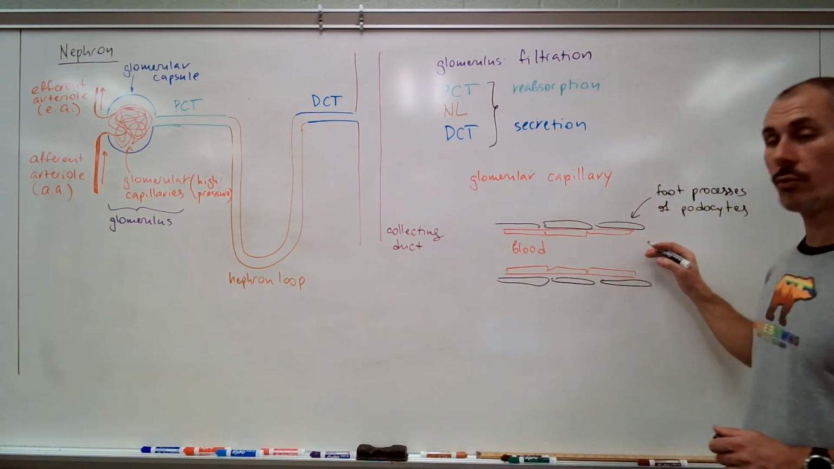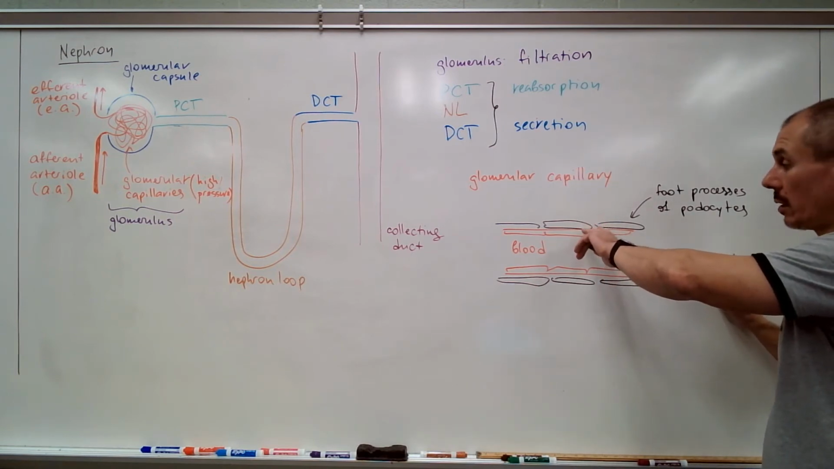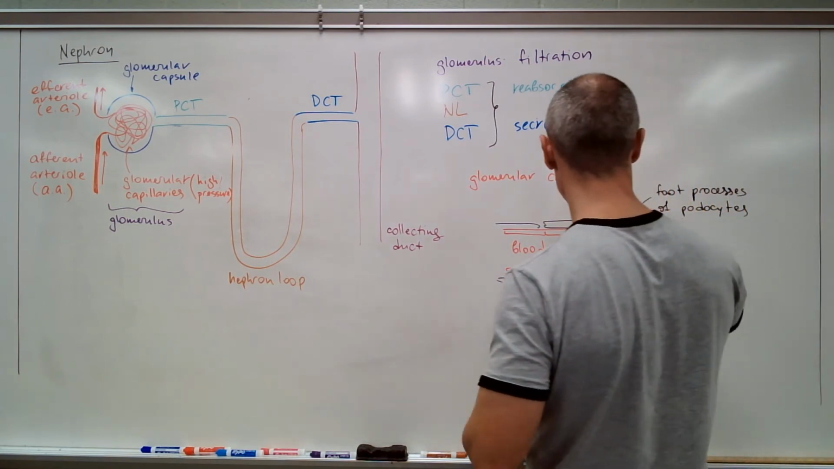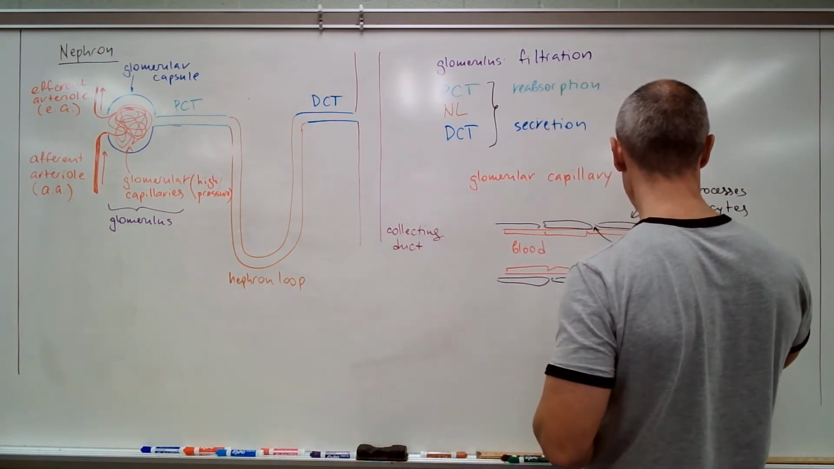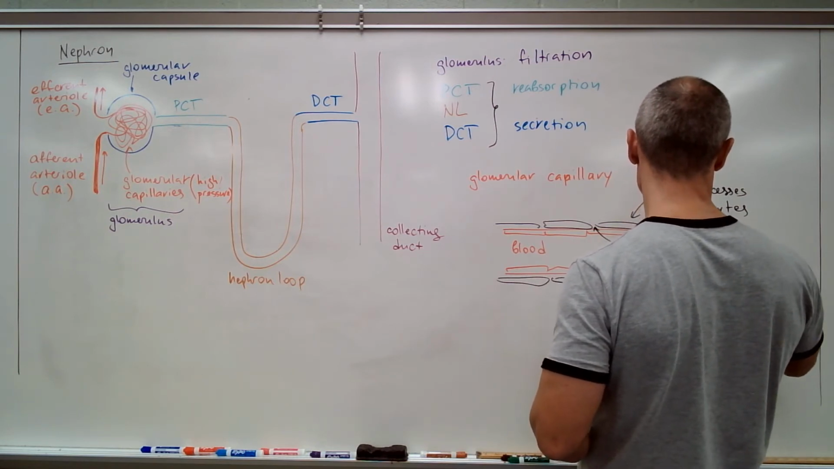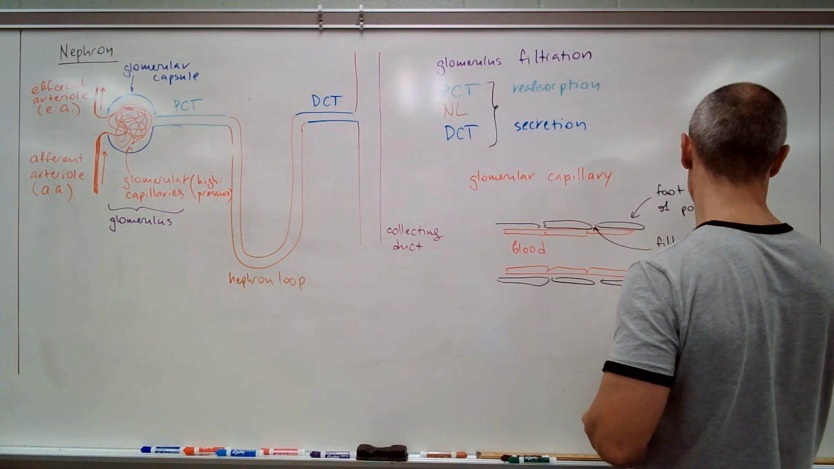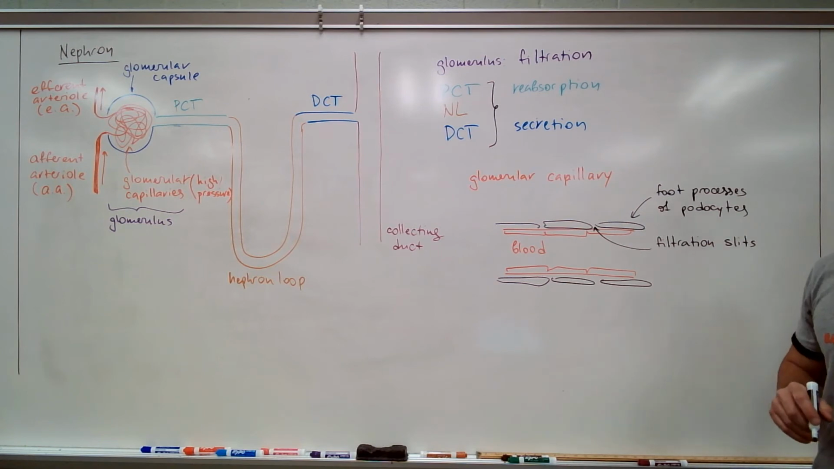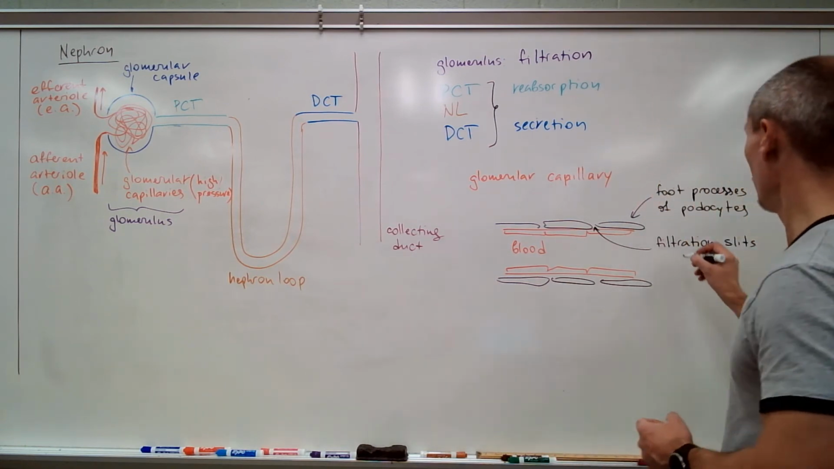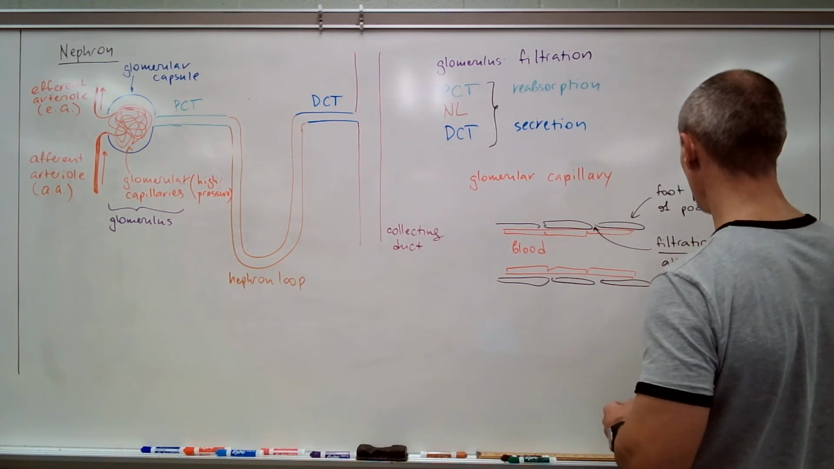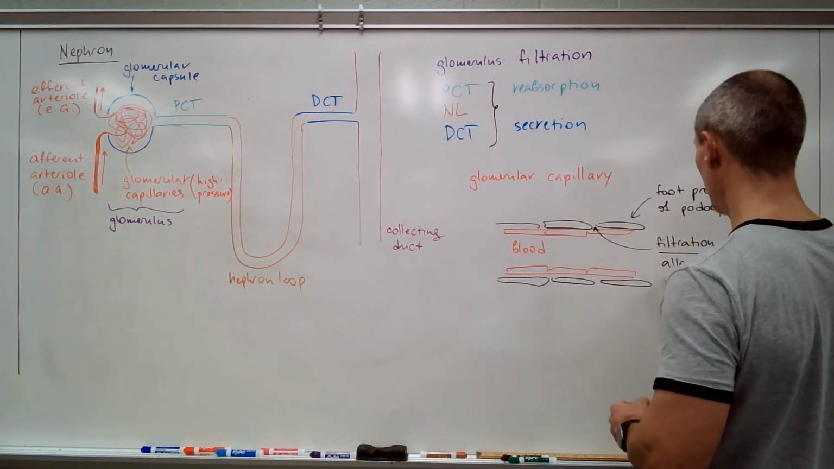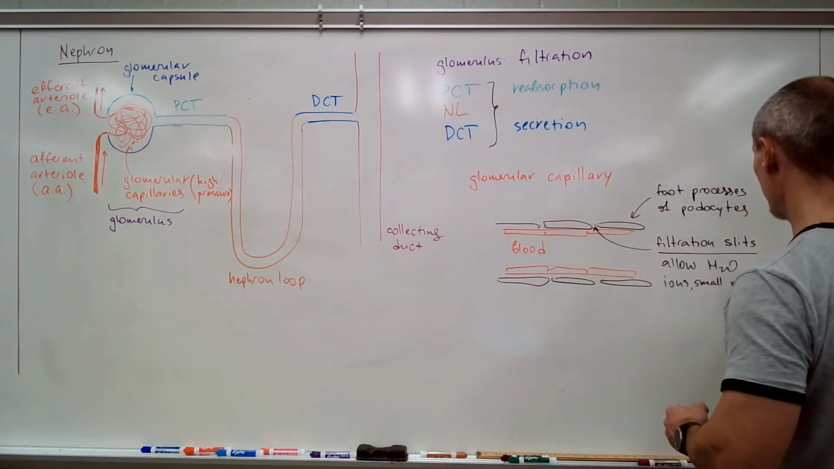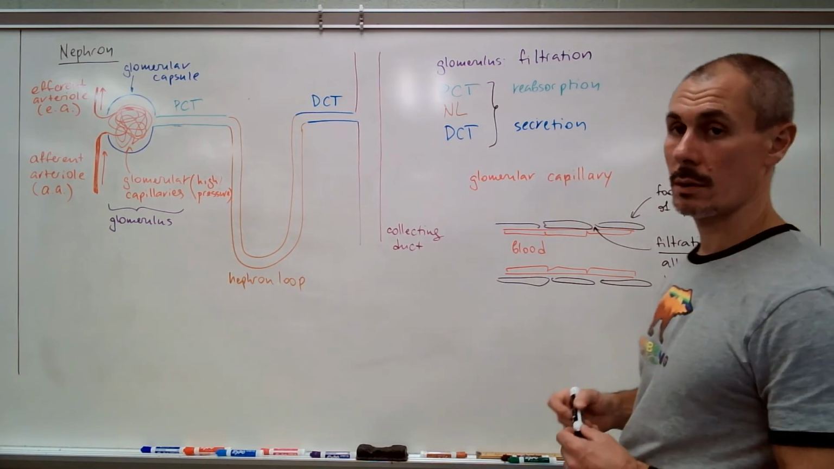Now, you can see that these foot processes, check this out, are separated. They're not immediately next to each other, right? So these gaps are called filtration slits. We cool? That's filtration slits. Now, filtration slits will allow the passage of water, ions, small molecules. Okay?